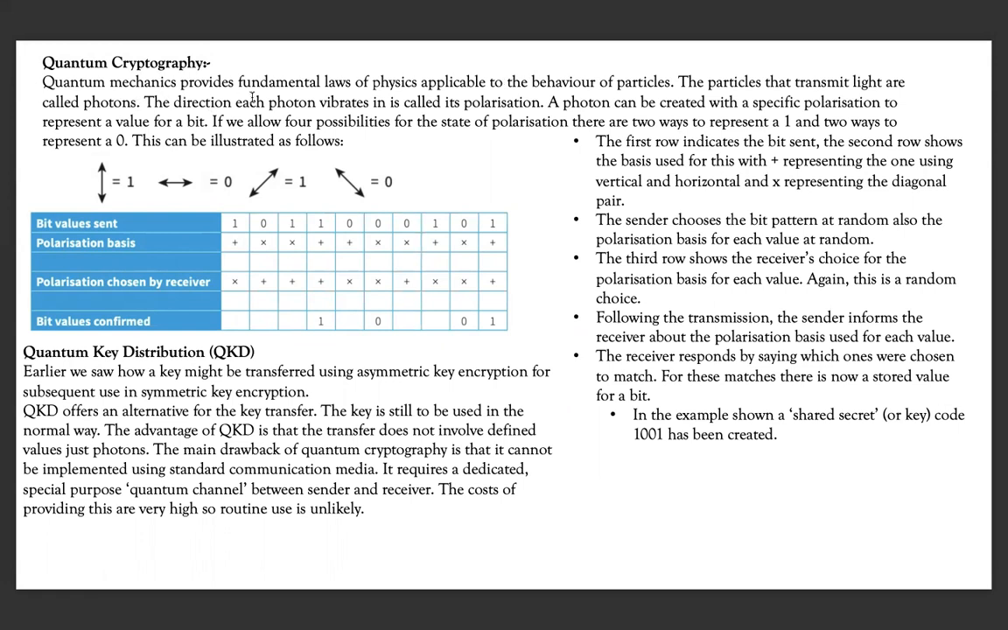The direction in which each photon vibrates is its polarization. Photons are capable of vibrating in different directions, and these are known as polarizations. A photon can be created with a specific polarization to represent a value for a bit. So if I am sending this photon, it can mean either a 0 or a 1. As opposed to conventional bit transfer, where a bit is a bit.